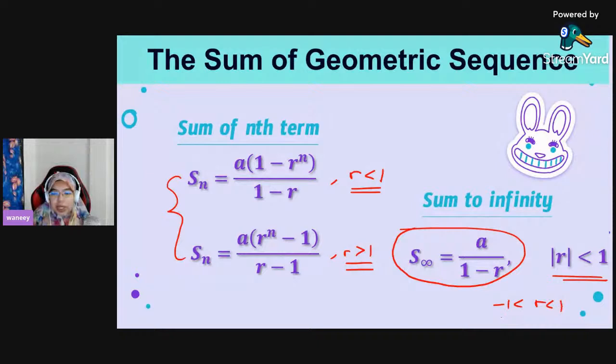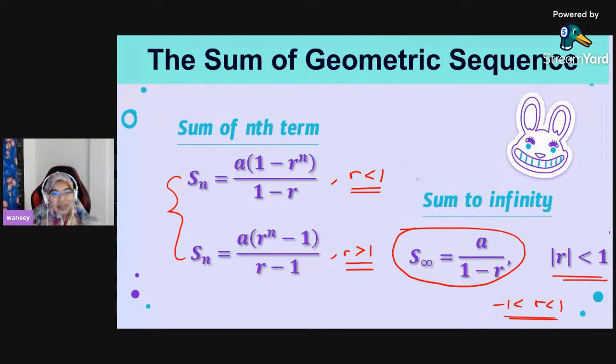If you want to use the sum to infinity, you must make sure that the value of r is in between -1 and 1. Otherwise, it won't work. It doesn't work. You will get a value, you do calculate something, but that value does not represent the sum to infinity. That is just a value that you calculate, but it's not a sum to infinity.